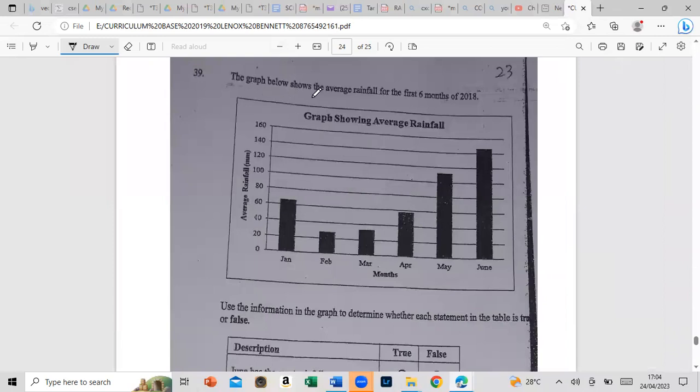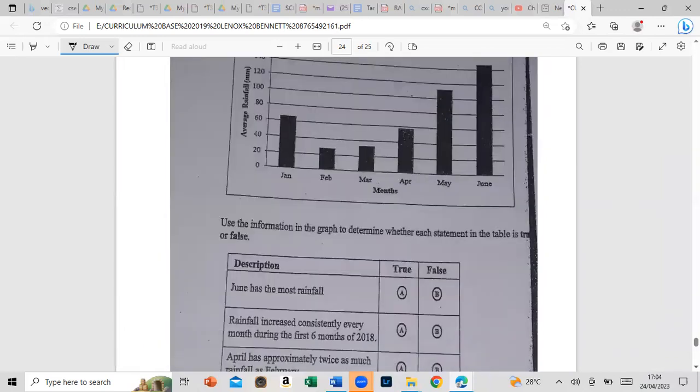Alright, the graph below shows the rainfall in the first 6 months of 2018. So we show the rainfall here. In January about 62, February about 23, March about 20 or 30. So alright, let's see what they're going to ask. Use the information in the graph to determine whether each statement in the table is true or false. So it says June has the most rainfall. That is true. June is the highest bar.